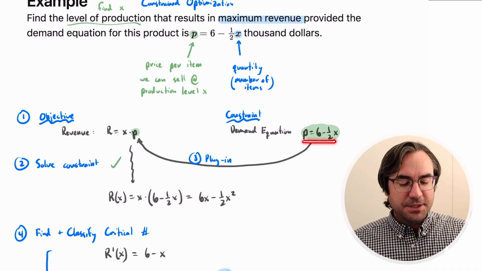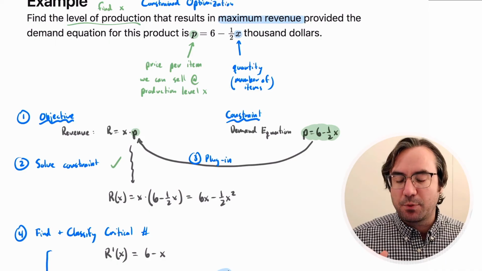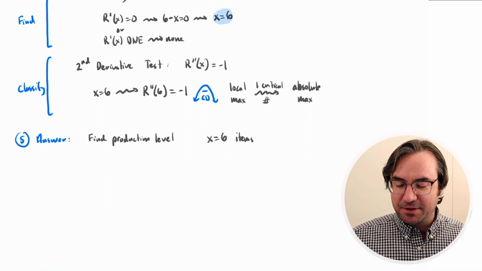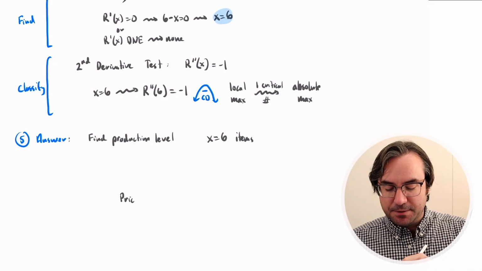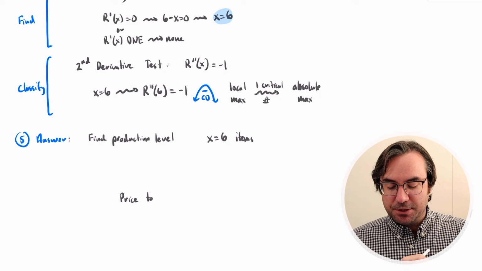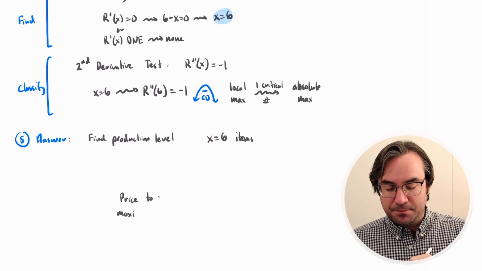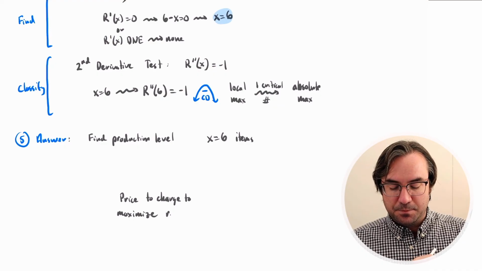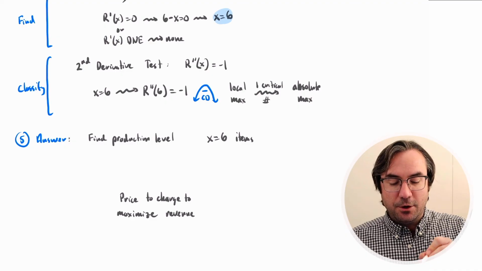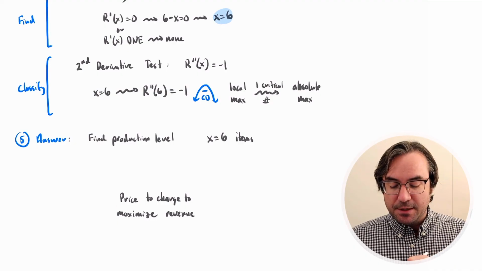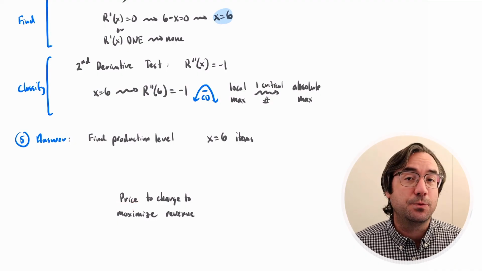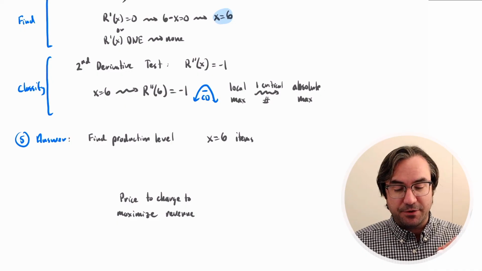So let's just try it out for price. This is kind of a little extra here. The problem really wasn't asking for it, but what would be the price that we should charge to maximize revenue? We already know how many items we should produce. We should make six of these items in order to maximize our revenue. Now, what price should we charge in order to maximize our revenue?